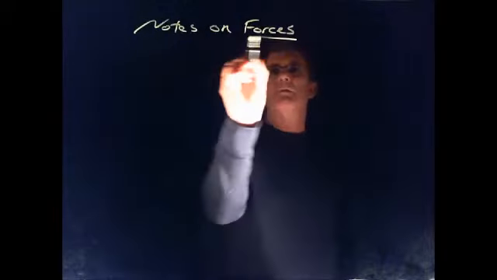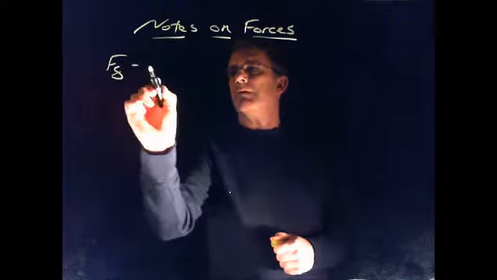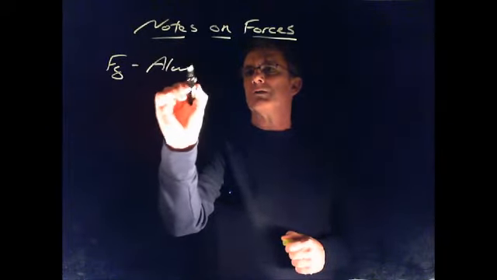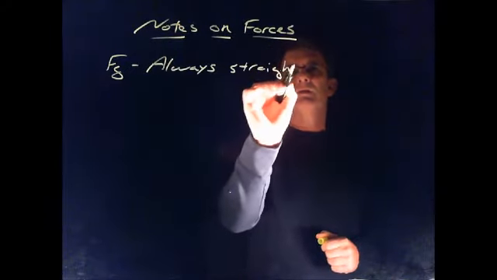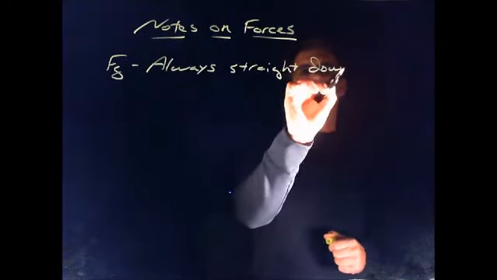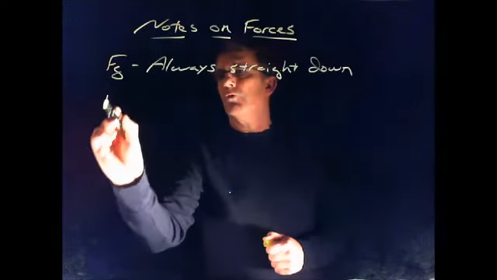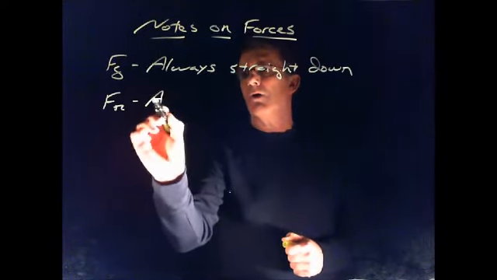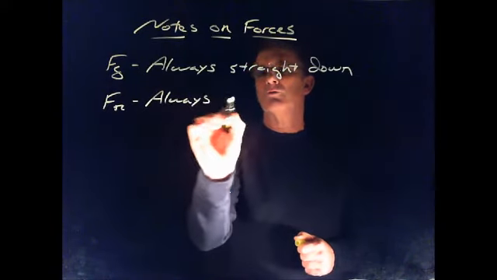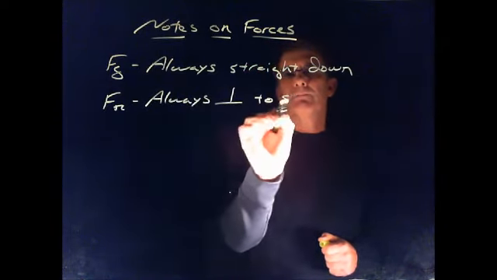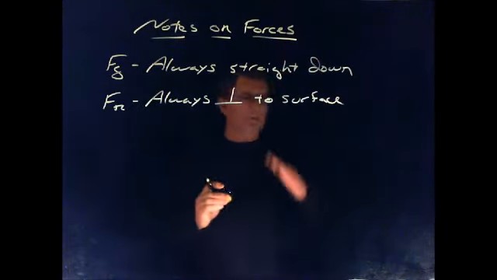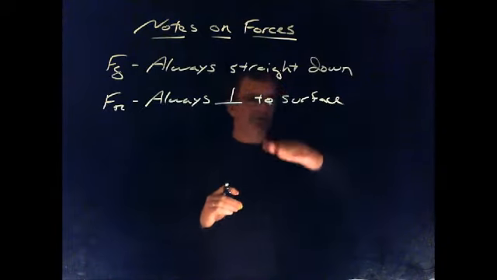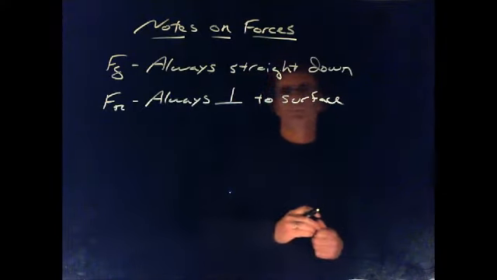Let me just talk for a second about a few notes on some of the forces. The force of gravity is always straight down. I take points off, or I give the kids no credit, if they don't draw it straight down. I'm very picky about that. The normal force is always perpendicular to the surface. It's the surface force, and so if you're on an incline, it's slightly at an angle. If you're on a flat surface, it's straight up.